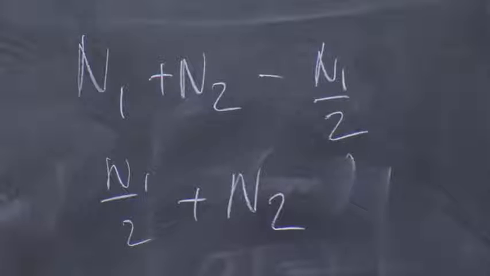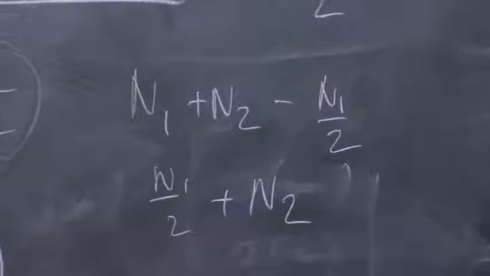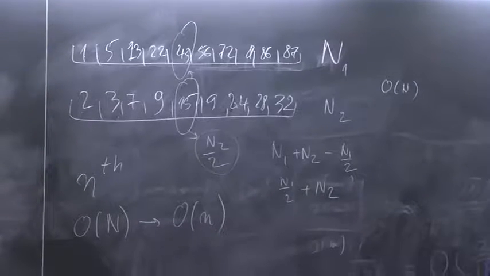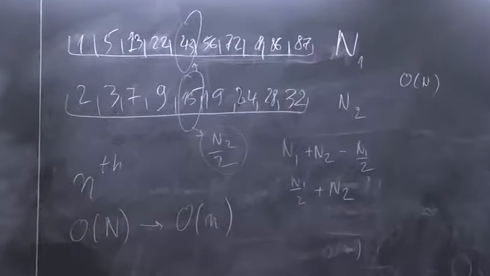Then we can take the element halfway between, let's say 3/4 of the way through n2 and 1/4 of the way through n1, and just do more useful comparisons.